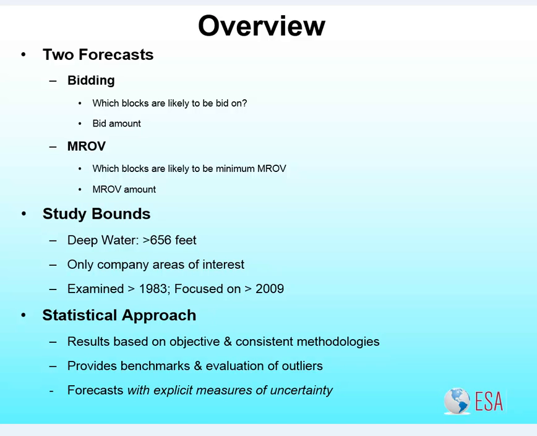We went back to 1983 to try to figure out trends and things of that nature, but basically all of our data that's used to train our models is from 2009 onward. We use a completely purely statistical approach. This means the results are objective and consistent. There is no subjectivity whatsoever, and it's purely given by the data. This lets us have benchmarks and evaluations of outliers, and additionally, our forecasts now have nice explicit measures of uncertainty that come out of these statistical models.